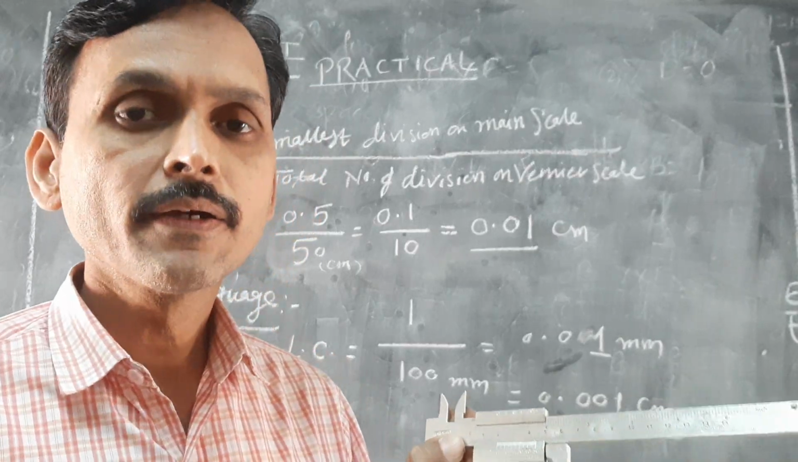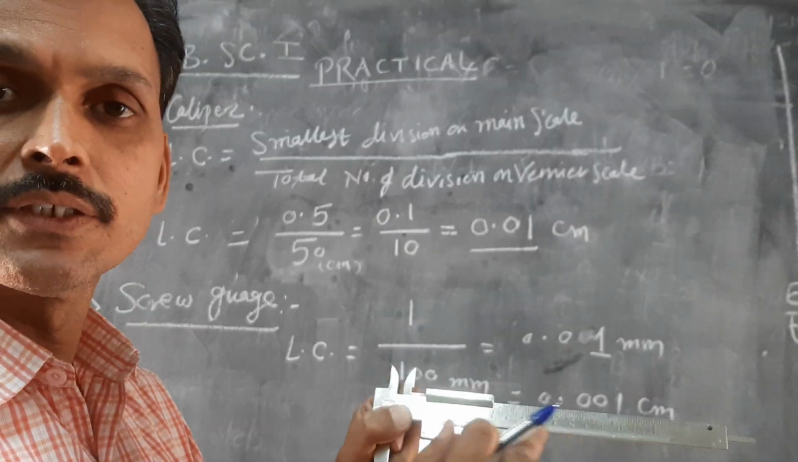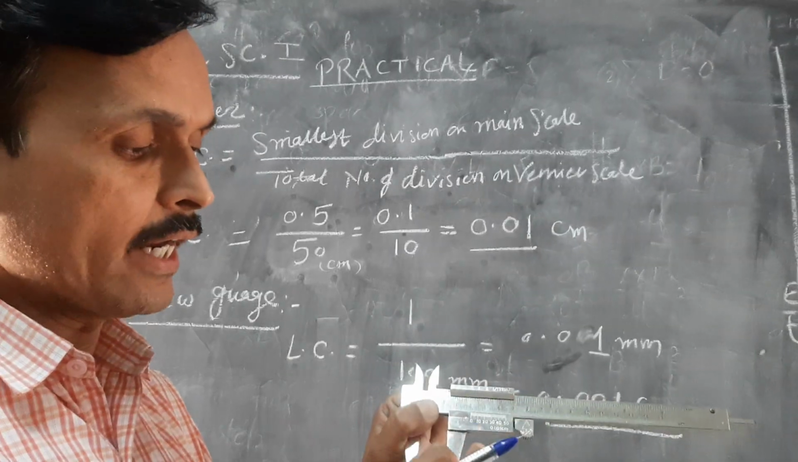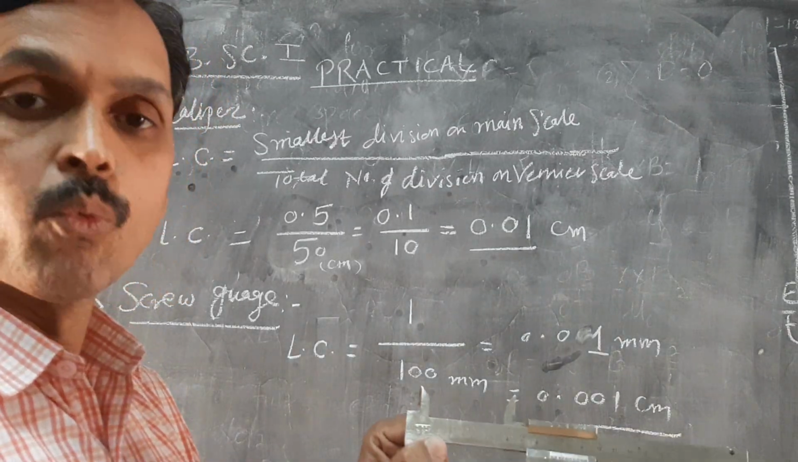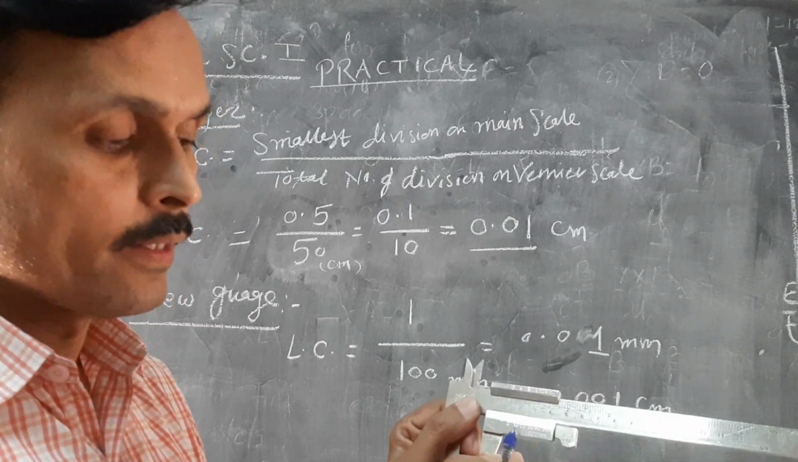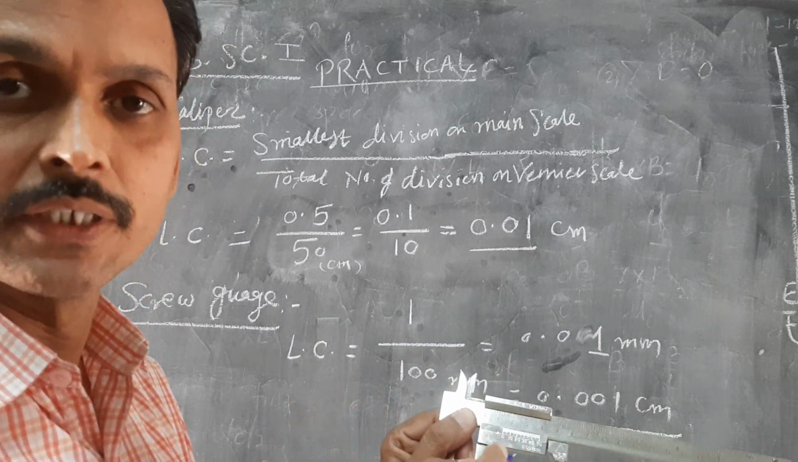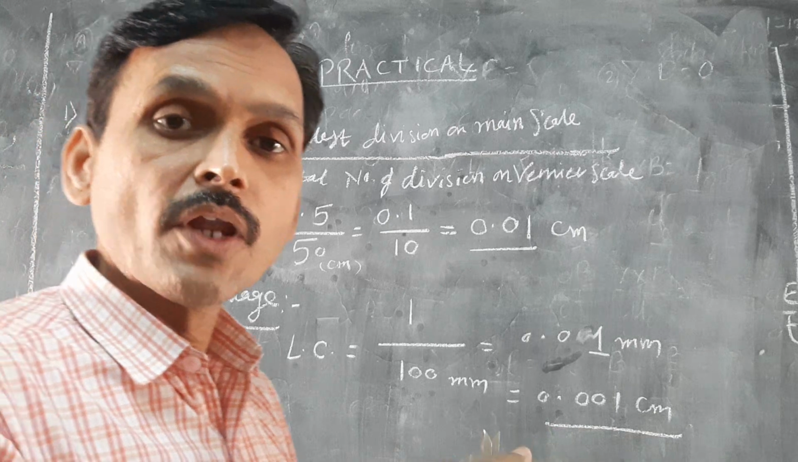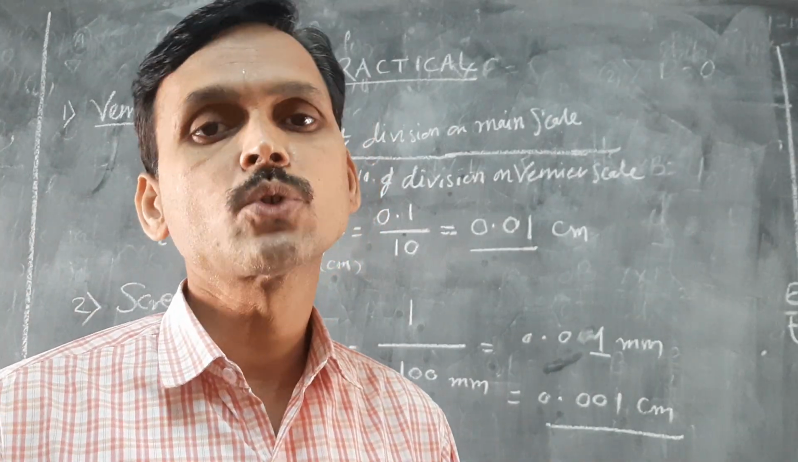One is the main scale, which has fixed divisions starting from 0 to 15. Another is movable, which is known as the Vernier scale, which also has a number of divisions, starting from 0 to 50 here in this case. Somewhere it may be 0 to 10. Okay. Now let us see one important formula to determine the least count of Vernier caliper.